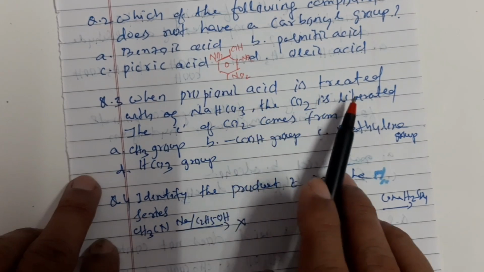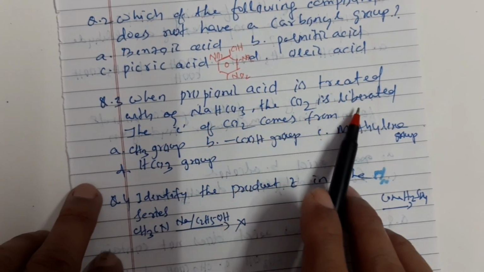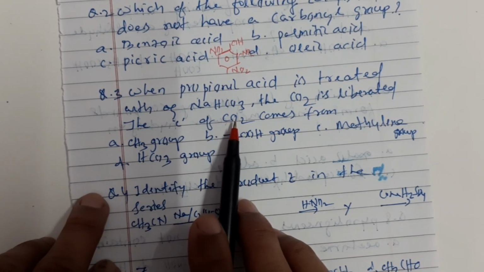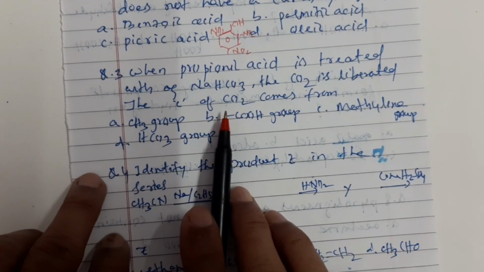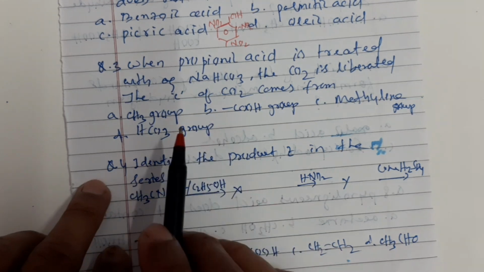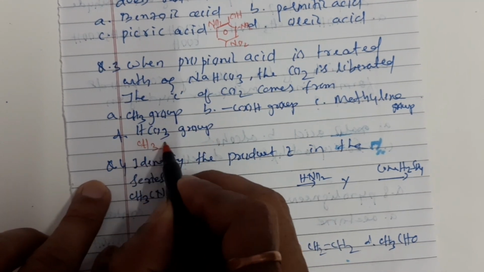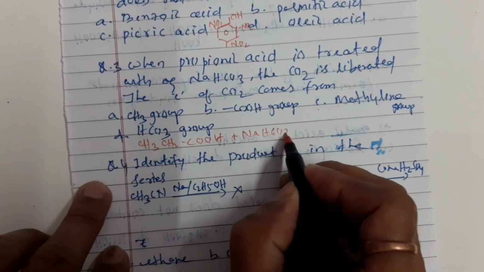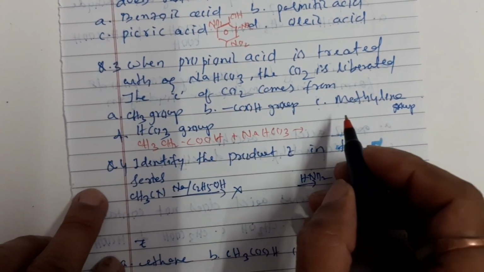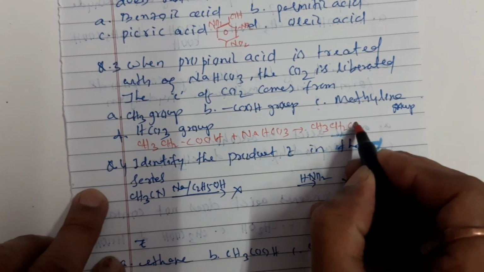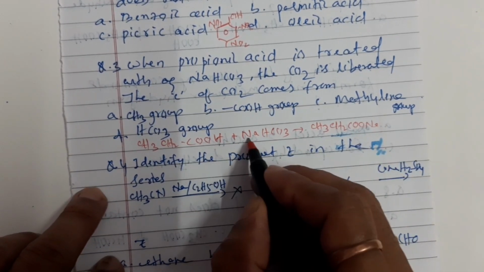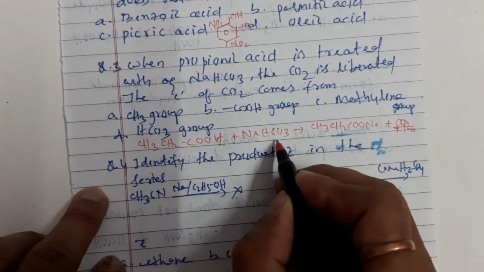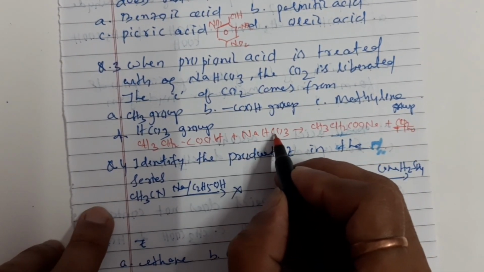Next, when propionic acid is treated with sodium bicarbonate, carbon dioxide is liberated. So this carbon comes from either the carbonic acid or the bicarbonate, propionic acid or bicarbonate. This is the question. So for the reaction, you take propionic acid. What is propionic acid? CH3CH2COOH. This is propionic acid and it is treated with sodium bicarbonate. So you will get what? CH3CH2COONa, where the hydrogen is replaced by sodium, and you will get carbon dioxide plus water. So this carbon dioxide is from the sodium bicarbonate. Okay, so the answer is D.